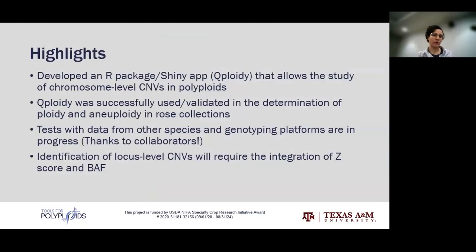So the highlights are that we developed a Shiny app that can detect these copy number variations at the chromosome level. And we successfully validated this tool with our Rosa collections. And we are testing other species and other genotyping platforms. So thank you to our collaborators who provided the data. I really appreciated it.